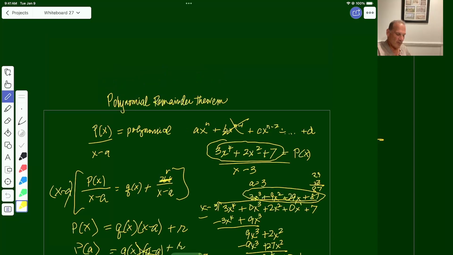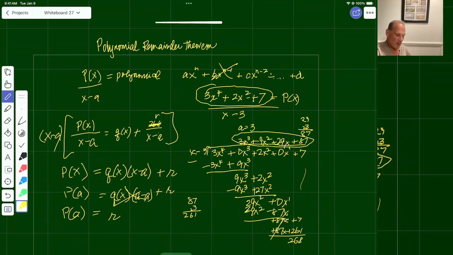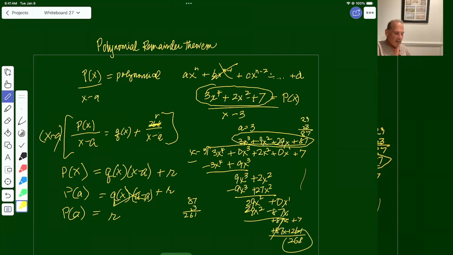And lo and behold, look what our remainder was before. I think it was 268. Was it not? Let's go here. Ah, look at that, 268. So we did all that math and it was correct. That's amazing. So what we've stated again is that if you take a polynomial, p of x divided by x minus a, you find what the remainder is, that was 268, then 268 has to be the value of p of a.